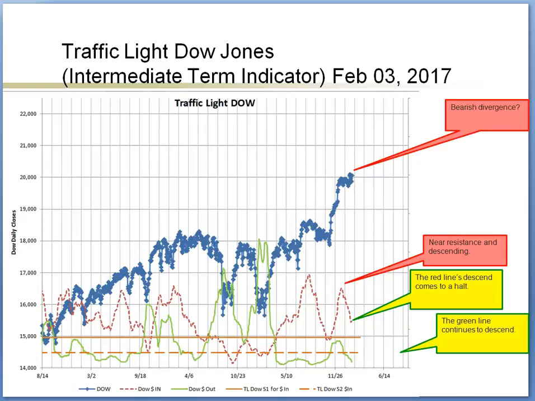Here are some bearish and bullish views. On the bearish side, there are 2 points. First of all, the red line continues to descend, and there's a potential divergence because as the Dow made a new high, the index does not. But the bullish side is that the green line continues to descend, and the red line's descent comes to a halt. Looks like it's about to turn, but we need to observe it for 1 more week.